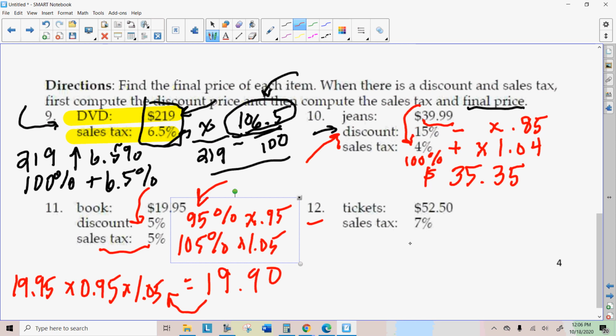So go ahead and do number 12. Just add 7% by multiplying by the number that will make it go up by 7%. See if you get it right. I'll show you my work.